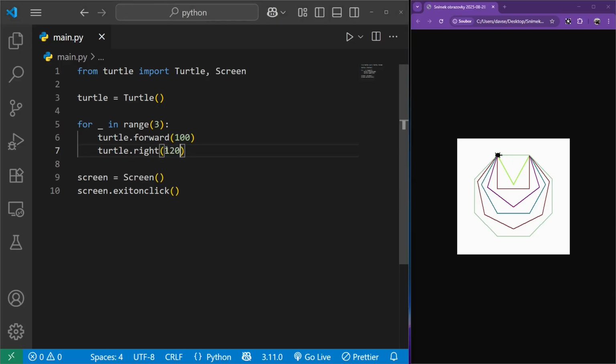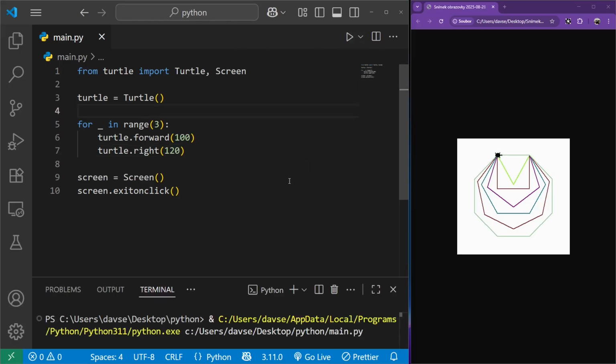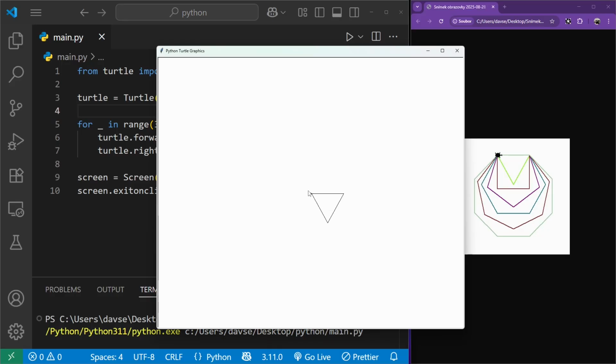So I will put there shift 120 degrees, okay? So go forward, shift 120 degrees, go forward again 120 degrees and again, okay? So run it. Okay, great, perfect. I like it.